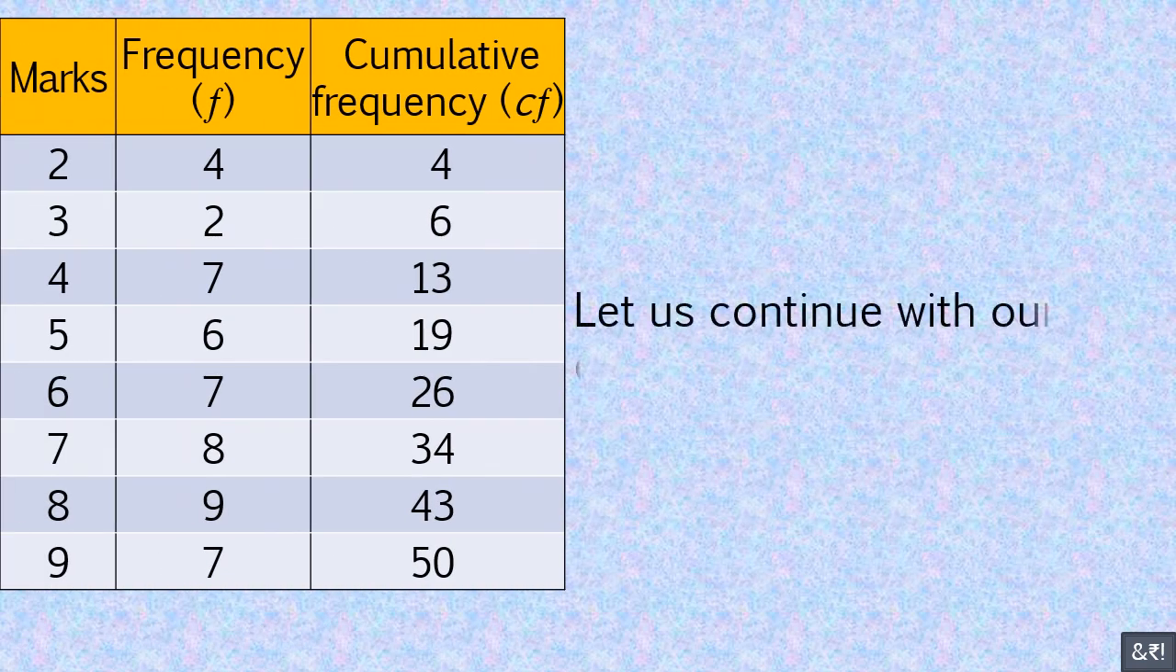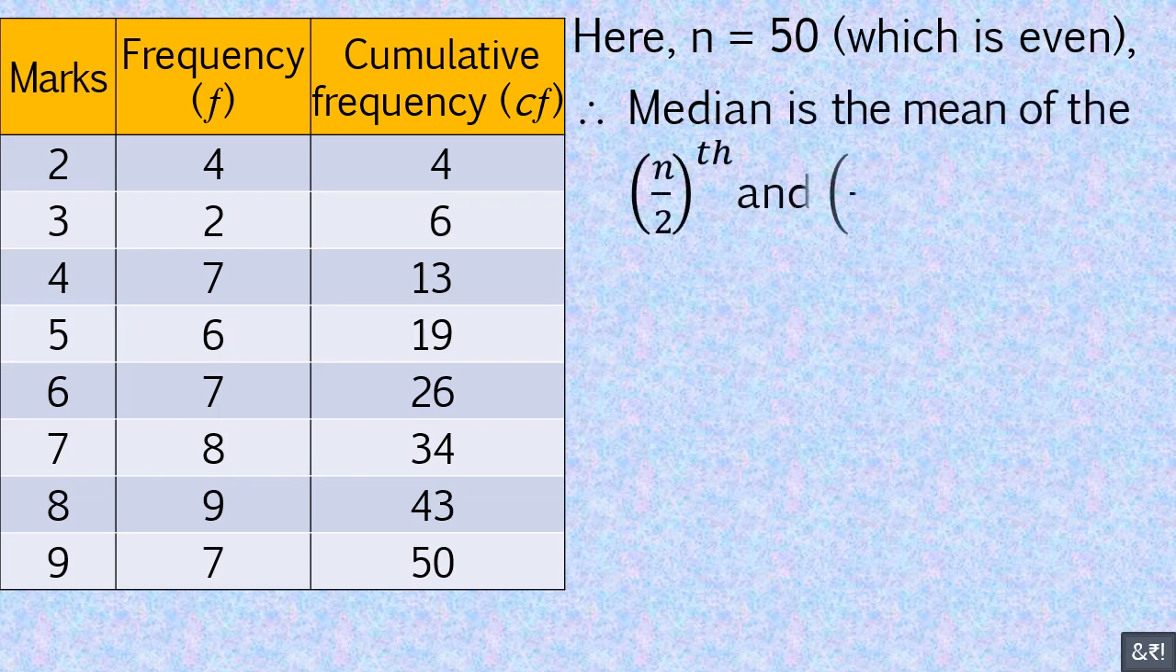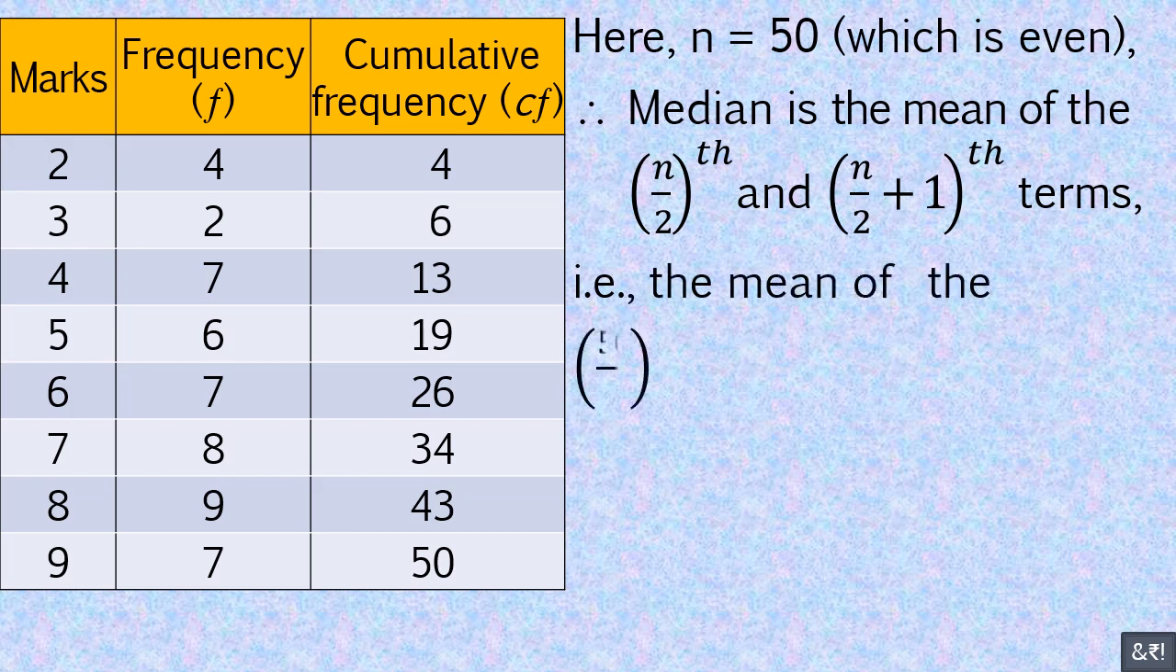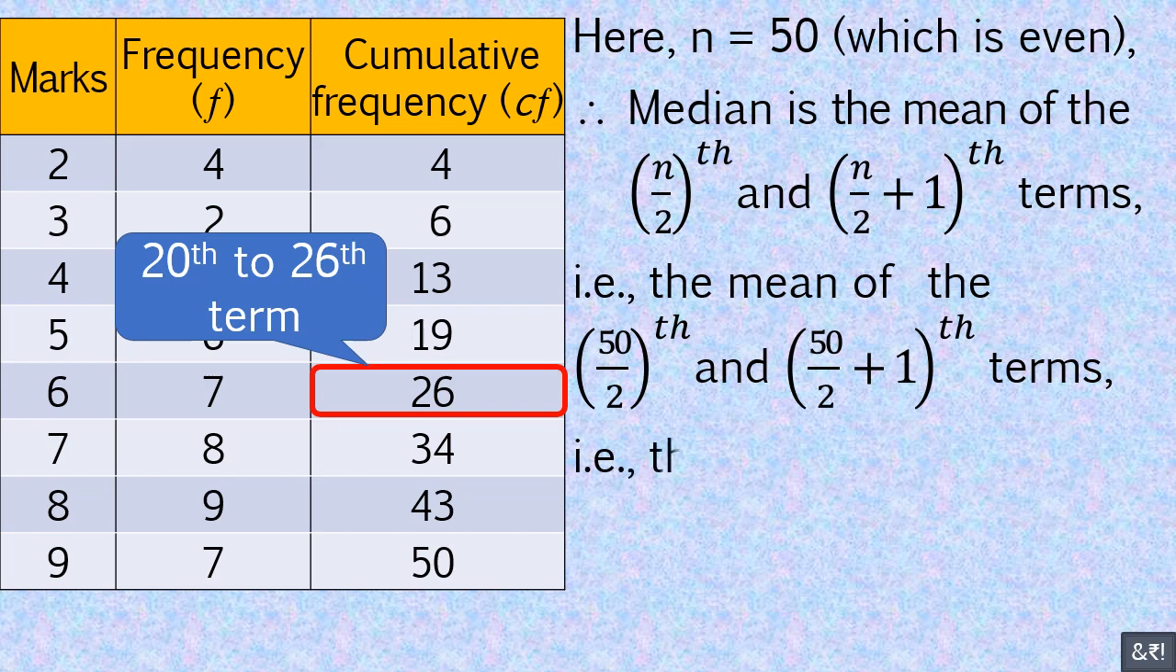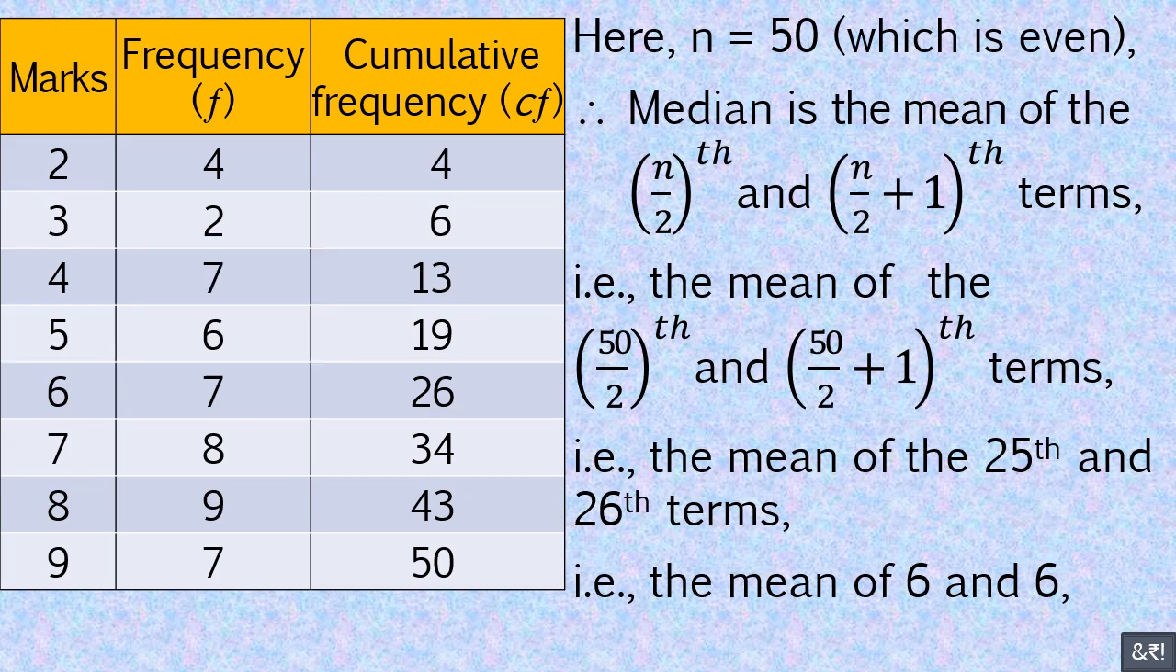Let us continue with our example of finding median. Here, n equals 50, which is even. Therefore, median is the mean of the n/2-th and the (n/2 + 1)-th terms. That is, the mean of the 50/2-th and the (50/2 + 1)-th terms, that is, the mean of the 25th and 26th terms. That is, the mean of 6 and 6. Therefore, the median is 6 marks.